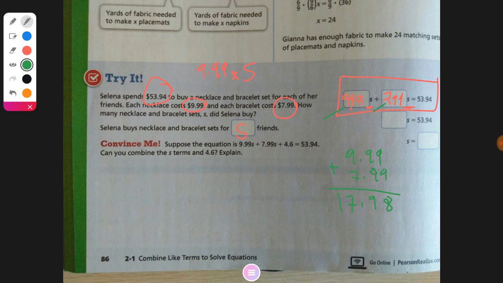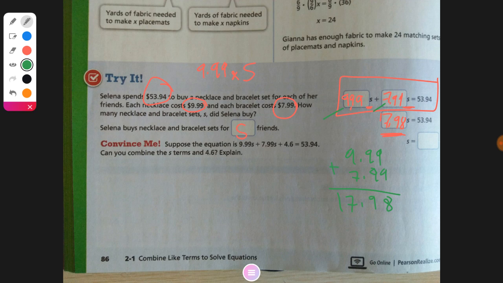Okay, so the total now is 17.98 S. Because as I told you, when we add like terms, put one of the terms, which is S, and add the coefficient. So now we have 17.98 S equals the total. This is the total of what she paid, which is 53.94. Now, what is the relation between 17.98 and S? Actually, it's multiplication.